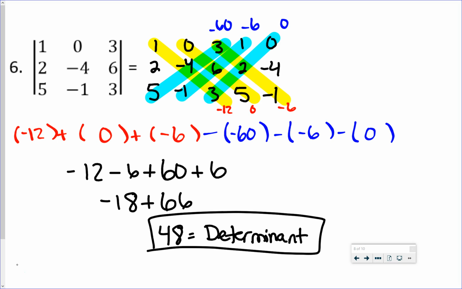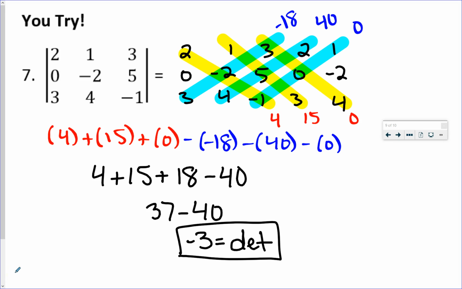Did we do okay? Yes? All right. So last one. You do 7. And don't do that homework just yet. Just wait for me, please. Do number 7 and compare answers with the person next to you.